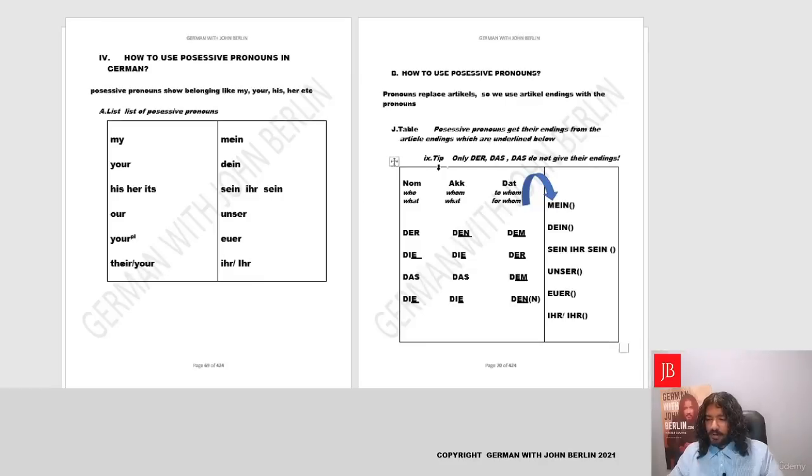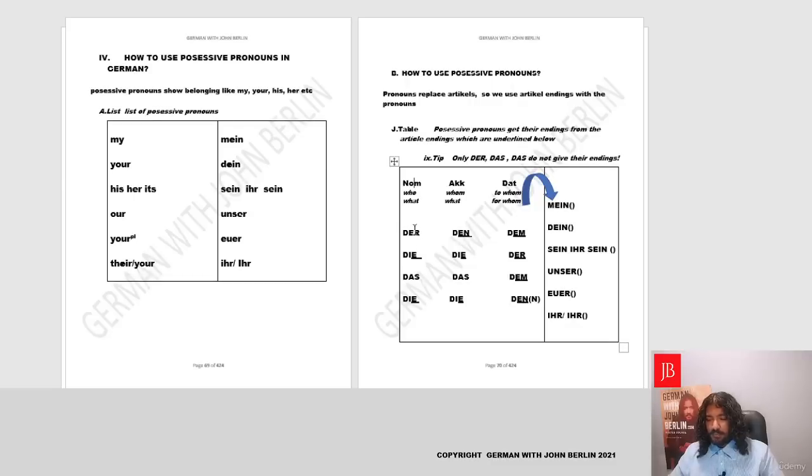Let's have a look here. Whenever we use any of these possessive pronouns, which I have written down on the right, just like we learned here, mein, dein, sein, ihr, sein, unser, euer, ihr, ihr, you see I have left open a couple of brackets here, which show that these possessive pronouns are not to be used alone. They basically borrow the endings of the articles.